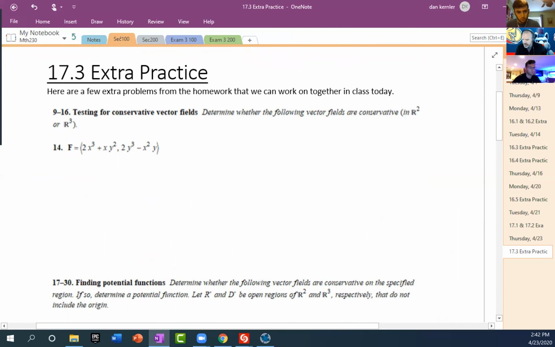So first, our test for a conservative vector field. Here we just have two functions, since it's 2D: an f and a g. Here's what we're going to do: the cross partial derivatives. We're going to find the partial derivative of f with respect to y, and then the partial derivative of g with respect to x. To be clear, f is 2x cubed plus xy squared, and g is 2y cubed minus x squared y.